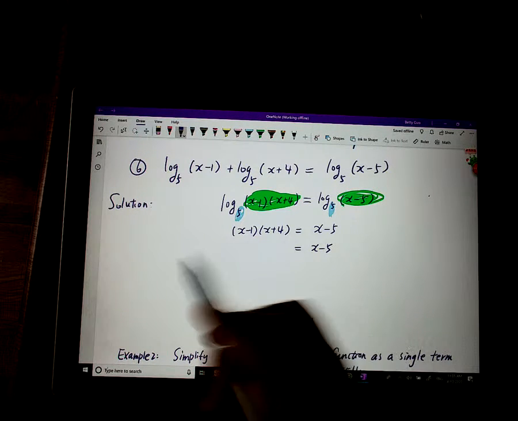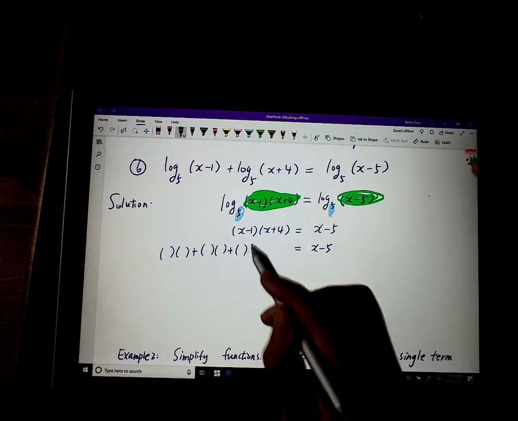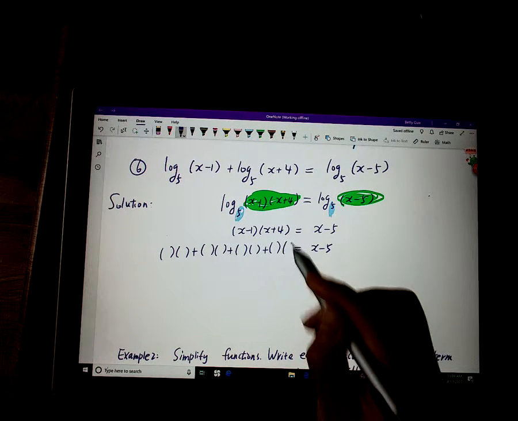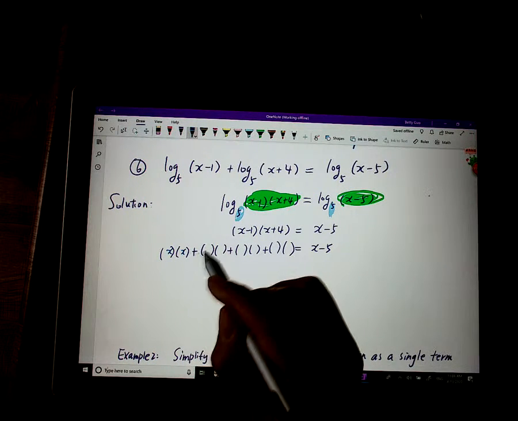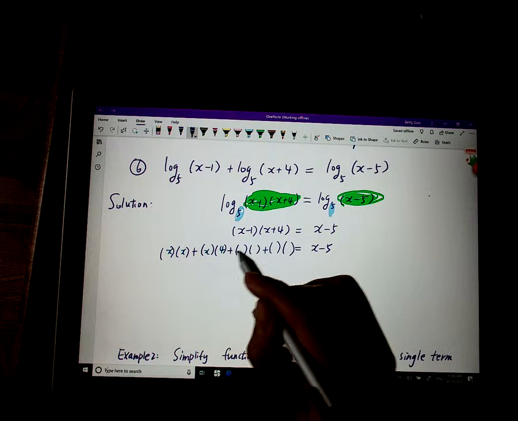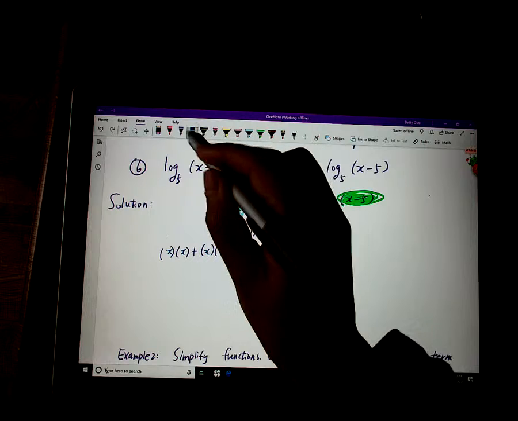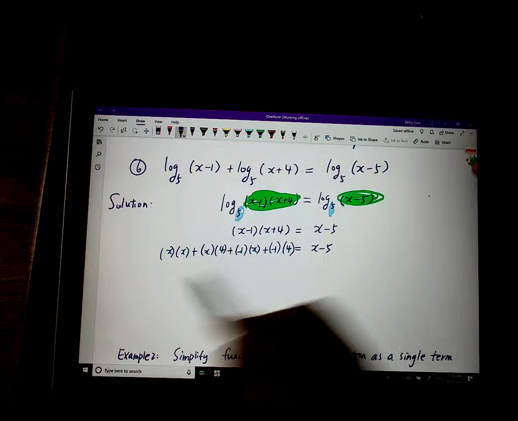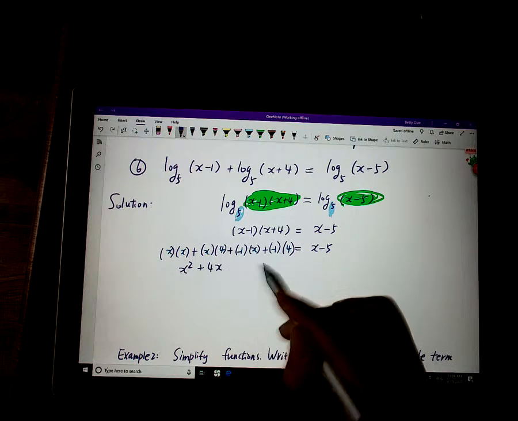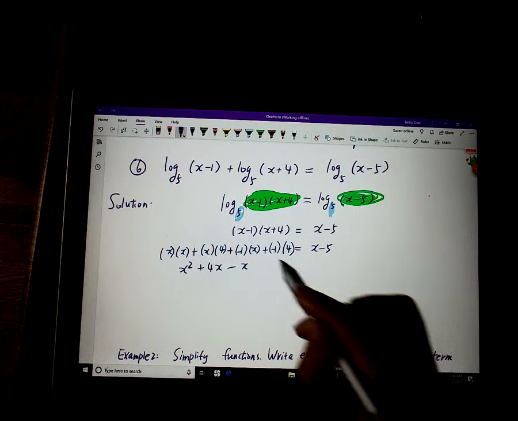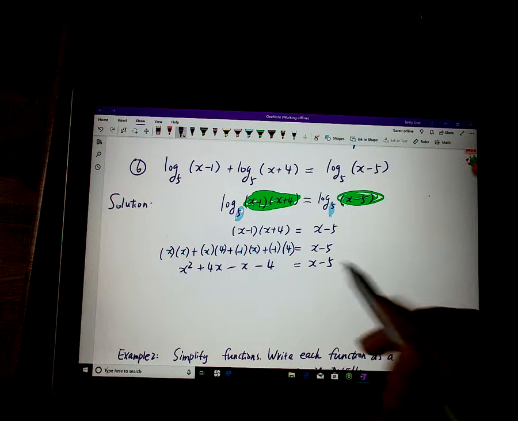FOIL the left-hand side. We try first times first plus outside times outside plus inside times inside plus last times last. Fill in the blanks. First, x, outside, x, 4. Inside, -1, x. Last, -1, 4. Let's reorganize this expression. x times x, x squared. 4 times x, 4x. -1 times x, -x. -1 times 4, -4. Equals x minus 5.